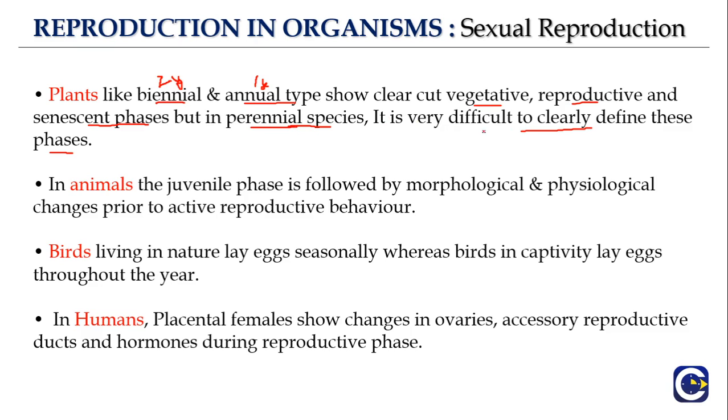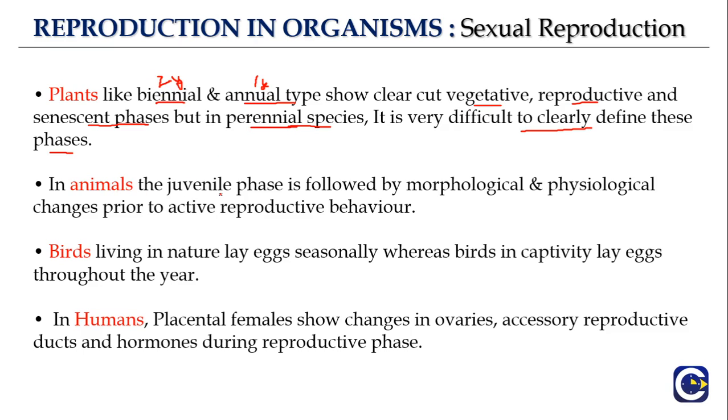Therefore, it is very difficult to clearly define these phases, because they live for so many years. So it's very important to know what biennial plants, annual plants and perennial plants are. As the names suggest, annual is generally 1 year and biennial is 2 years. So annuals have a lifespan of 1 year, biennials have a lifespan of 2 years, and perennials have a lifespan of more than 2 years.